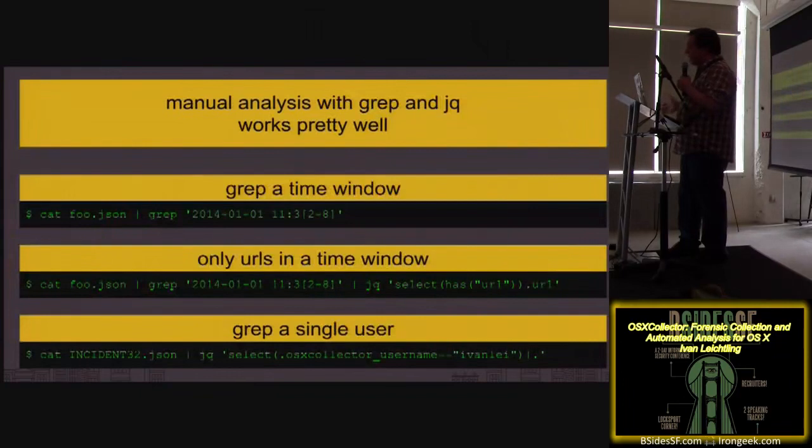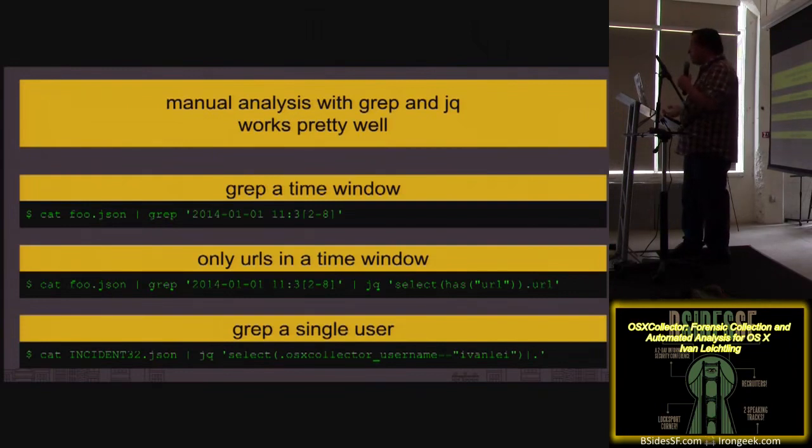But first, manual analysis. Manual analysis works pretty good on this output. You splat out the JSON, you grep a time window. If you have some alert that fired, like, hey, I noticed at this time this box did something really arbitrarily weird, I don't like it. So then we go grab that box. We do a little forensics on it. We run OSXCollector to grab up the data. And then we can do some analysis, grepping that time window for the events that happened.